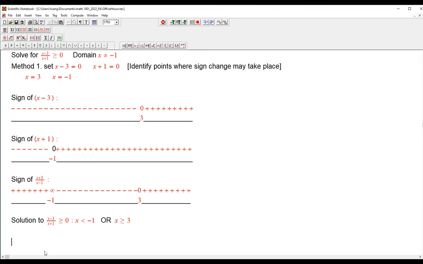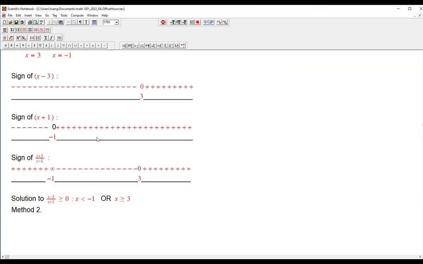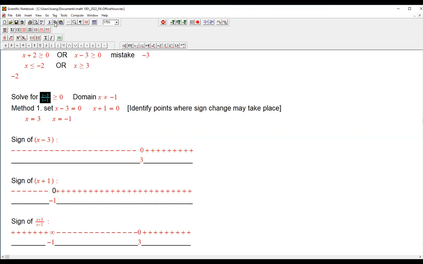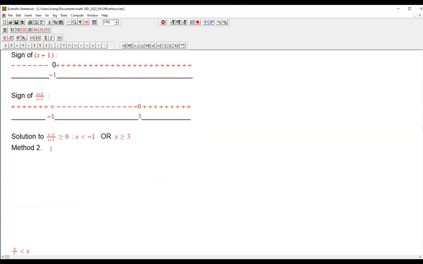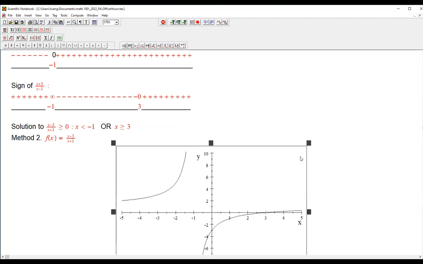Second method, method 2, we can also use the graph method. The graphing of this piece is not straightforward. You need to spend some energy if you have to sketch by hand. But you can use a calculator, and we treat this as a function. Of course, we know this function, and we can graph this function pretty easily with software.